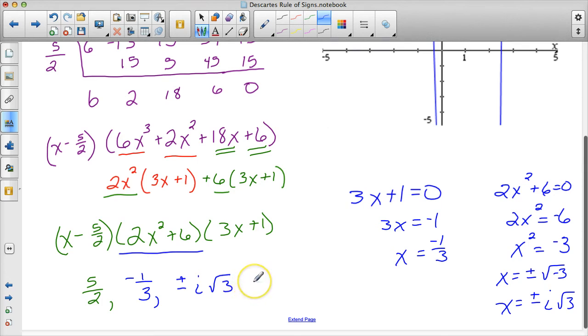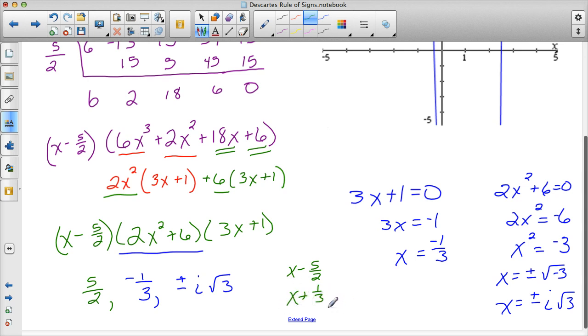But there was one more thing that we want to look at. Using these 4 zeros, how do I actually get all 4 factors? Because I only see 3 factors. Well, what we do is take each one of our zeros and rewrite it as a factor. So you might ask, what do you mean? Well, we already knew we had that x minus 5 halves. Since we have negative 1/3 as a zero, that means we have x plus 1/3 for a factor.